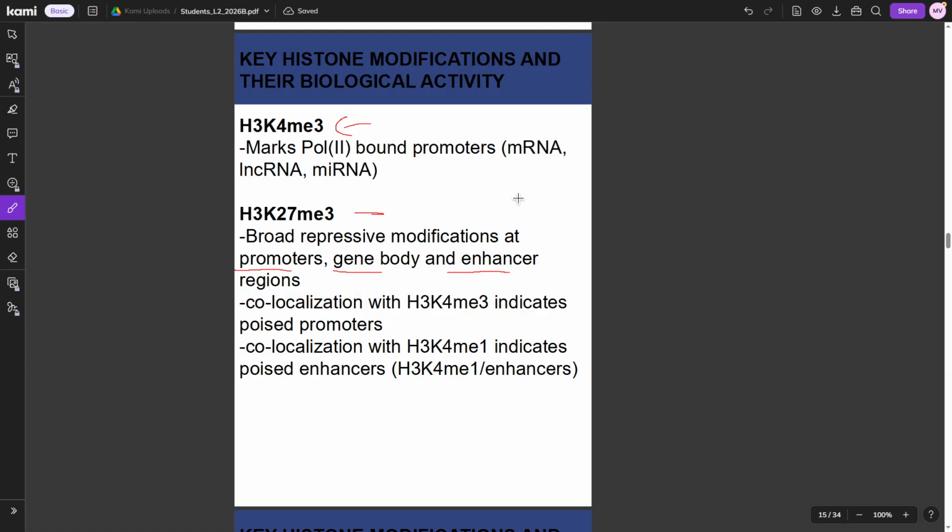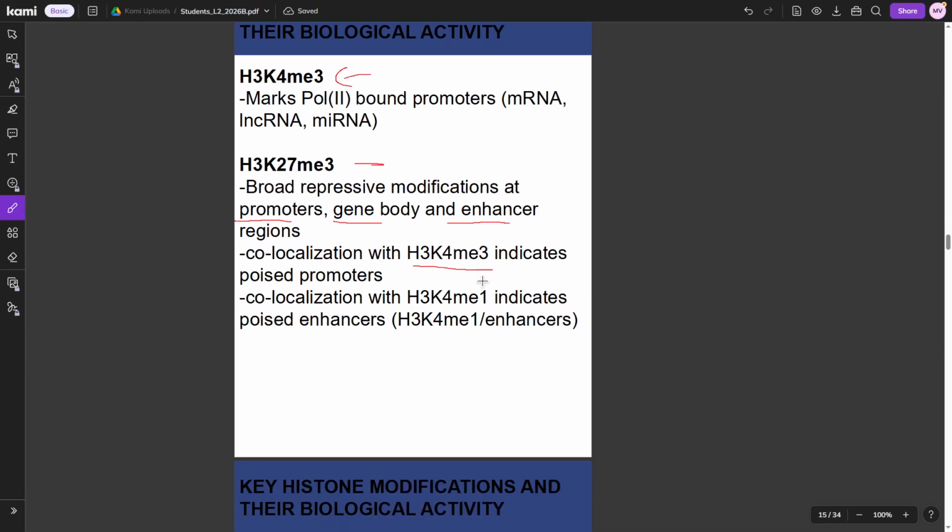And there's a couple of cool interactions that this has. If you couple this with H3K4me3, it indicates a poised promoter. And a poised promoter, let me just get you an actual definition, is basically a promoter that is inactive, but it's like ready to turn on at any moment. So it's kind of like being repressed, but it's also ready to be active, if you will.